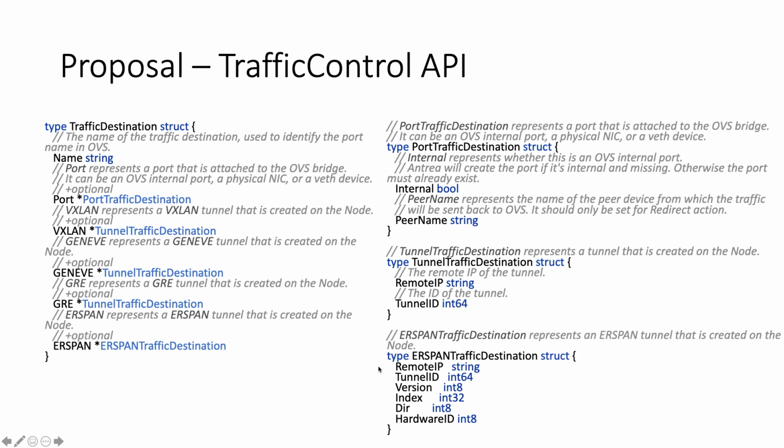And for some well-known traffic mirror protocols, we can also support them. For example, for ERSPAN tunnels, we provide a specific type for its arguments. For example, the remote IP of the tunnel and the version of the protocol. The other three fields are ERSPAN tunnel specific.